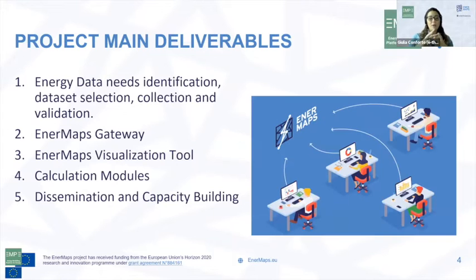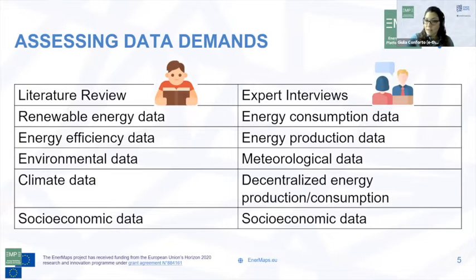Now, because of these objectives, the project mainly focuses on a number of deliverables that are the work on data. So first, identifying what are the energy data needs out in the market across different user categories. Then the development of the gateway, the development of the visualization tool, the development of the calculation modules, and finally, dissemination and capacity building activity in order to reach as many users as possible and make them aware of the potential, not only of open science, but of open science connected to energy data. Let's look at that in order.